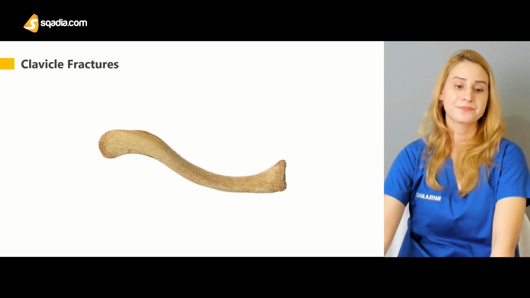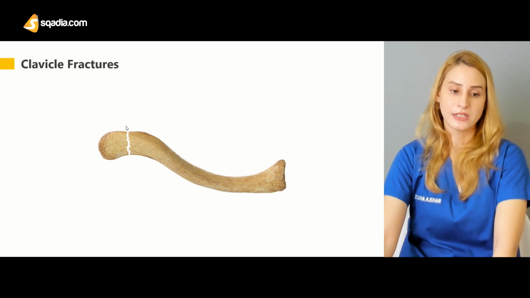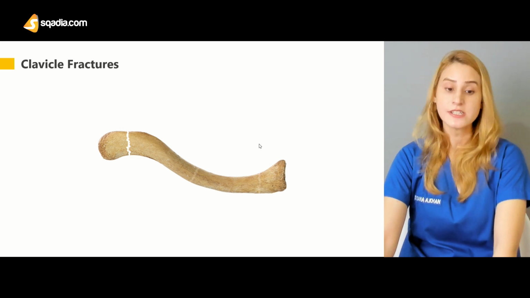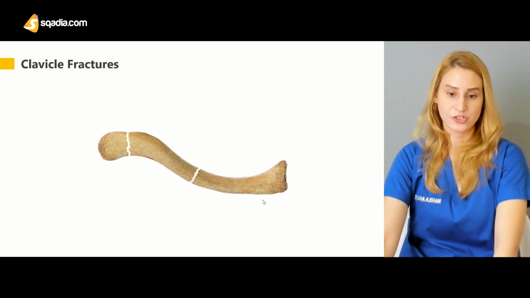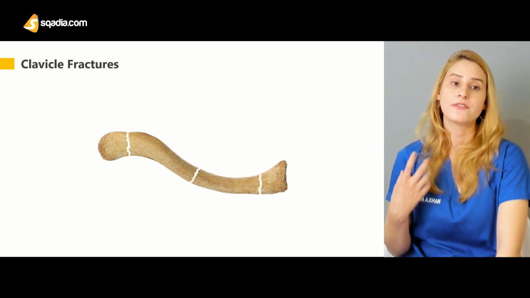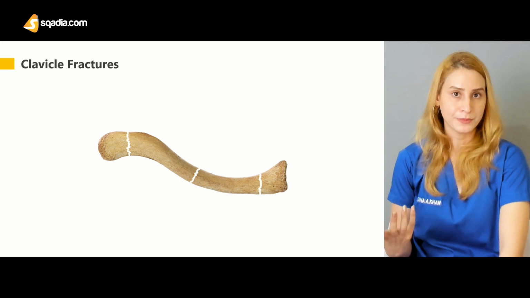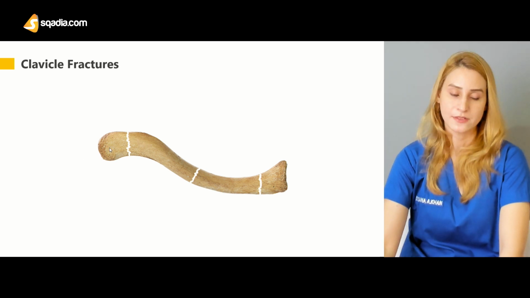fall on the ground. So you can see here on the diagram that you have the lateral end fractures, then you have the medial end fractures, and then you have the middle fractures, or fractures of the middle part of the clavicle, which are more common. Okay, then you have the acromioclavicular dislocation, right here.